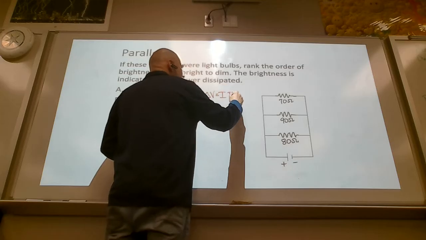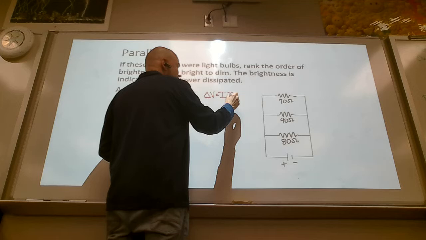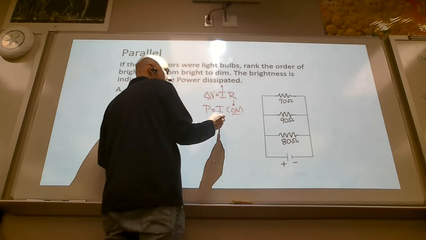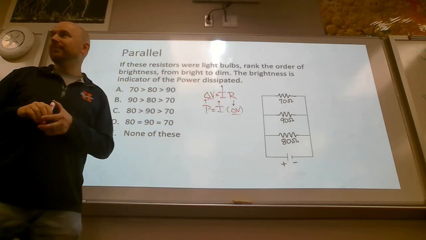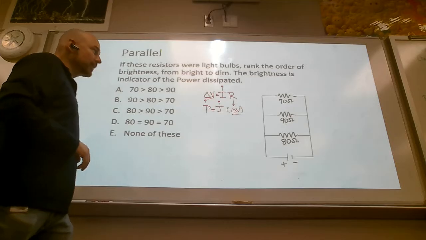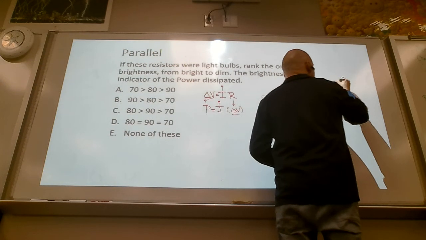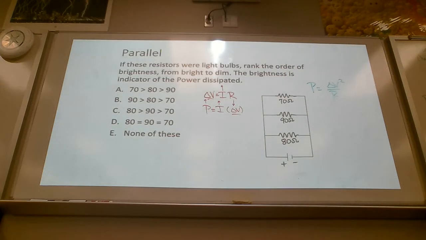One way to do it is what we just talked about. Whichever one has the least resistance is going to have the most current, and then power is equal to current times voltage. Voltage is the same, so the most current has the most power. Okay. Another way to do it is the shortcut. I'm going to use this equation because voltage is the same. So as resistance goes down, power goes up. Good with that?